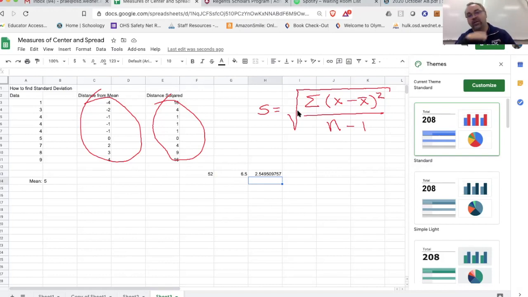See, the square root undoes the squaring that we did. And that's why we can't use absolute value, guys. There's no way to undo the absolute value. Okay, so if you're thinking, well, I really think we could do it with absolute value, yeah, you could, but there's no way to undo that. Whereas if we square it, we know we can square root it. And that would give us what we call standard deviation.